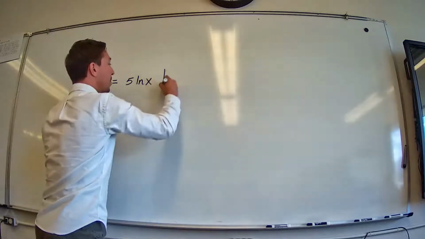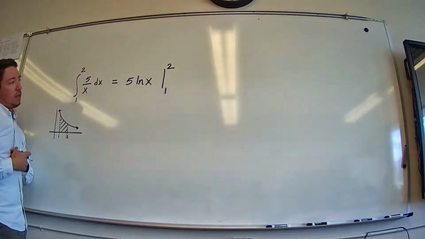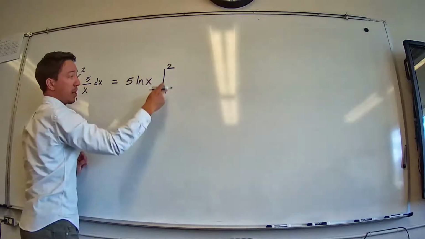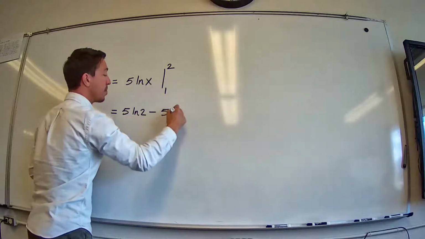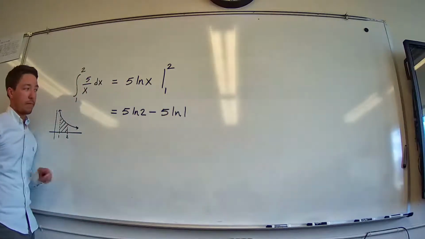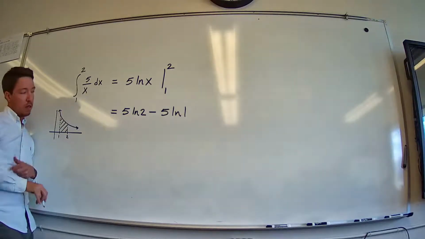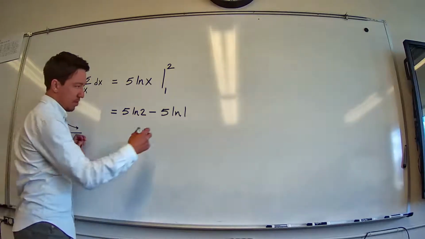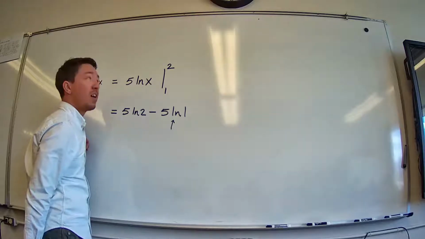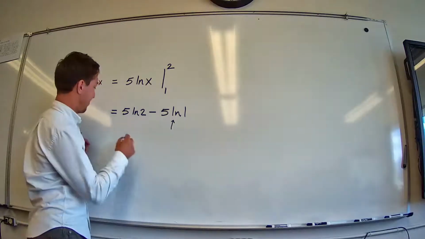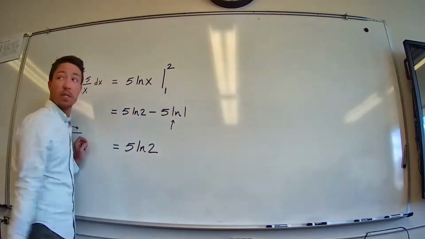And then you put this bar here. You go from 1 to 2. And what that bar tells you is you're plugging in a 2, you're plugging in a 1, and you are subtracting. Like that. Make sense? Yep. Okay. What's the log of 1? 0. So the answer to this is just 5 times the natural log of 2.